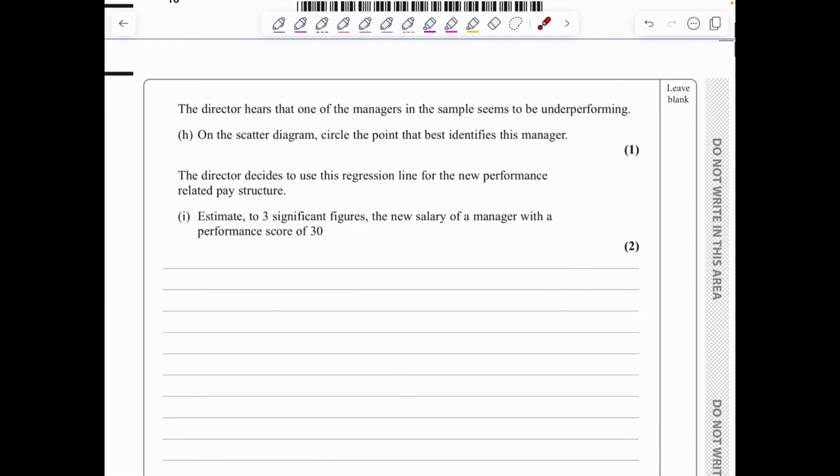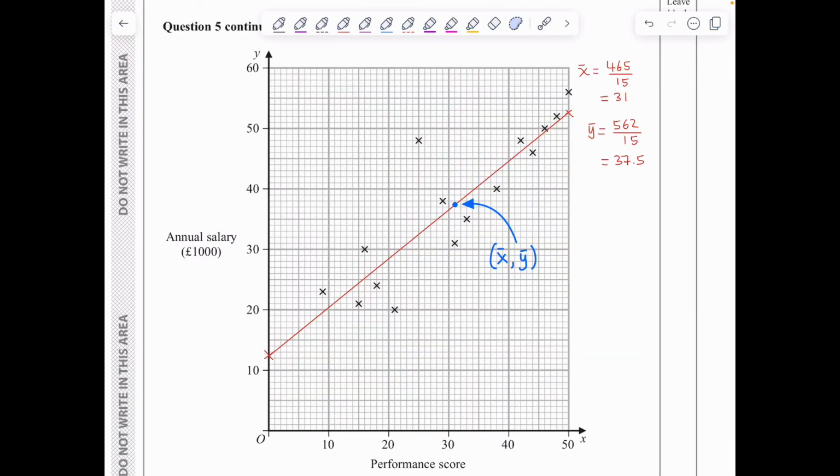We are then told that the director hears that one of the managers seems to be underperforming, and we need to circle the point that best identifies this manager. So looking at the scatter plot, we are looking for someone who is underperforming, someone who is getting a lot of money, but he's not having a high performance score. So it must be this guy here who is getting a salary in the range of 48,000 per year, but his score is only about 25.